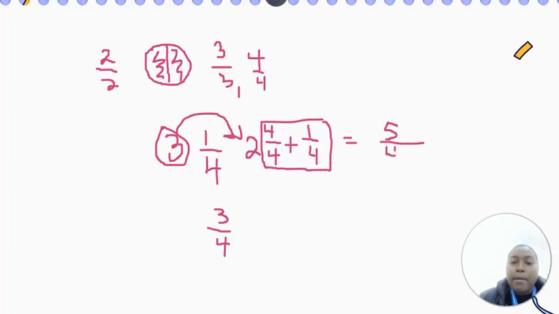And what will happen, as you will see later on in the lesson, we will now be able to subtract our 3/4, because we have a higher numerator now that we could subtract that second numerator. Let's do one more example for that.